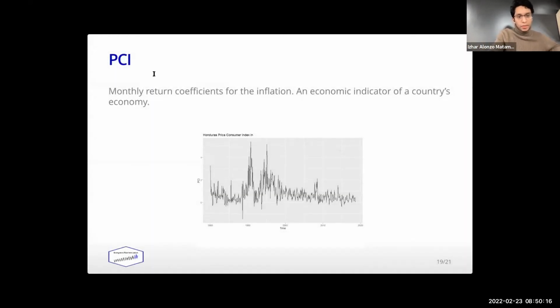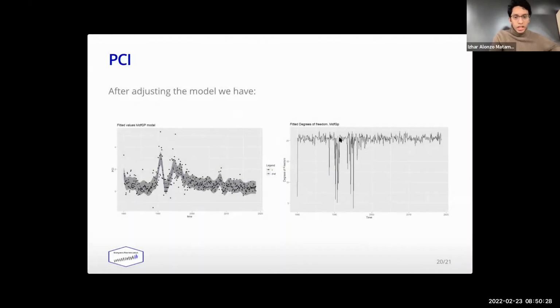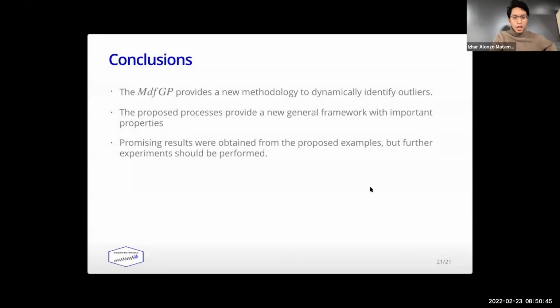If we do the same thing for the PCI, or the price consumption index in Honduras, the time series of PCI has 2 explosions, real explosions. So we want to identify those explosions dynamically. So we fit the model, and again, we have the same idea. We see that the degrees of freedom oscillate around 20. And every time this time series has an explosion, it is identified in the expected value of the posterior distribution of the degrees of freedom.